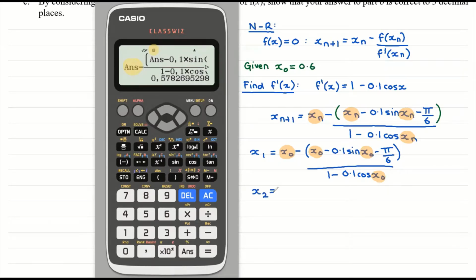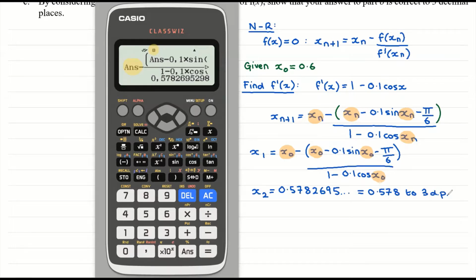Rather disappointingly, we only have to do this one more time, but it would be nice to do a few more. So x2 would equal 0.57829695, etc. And we need this to 3 decimal places.